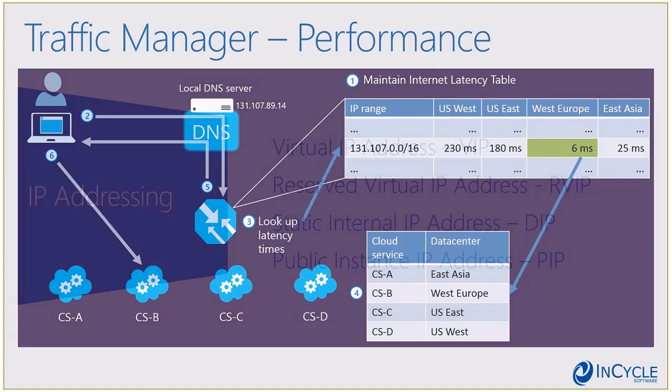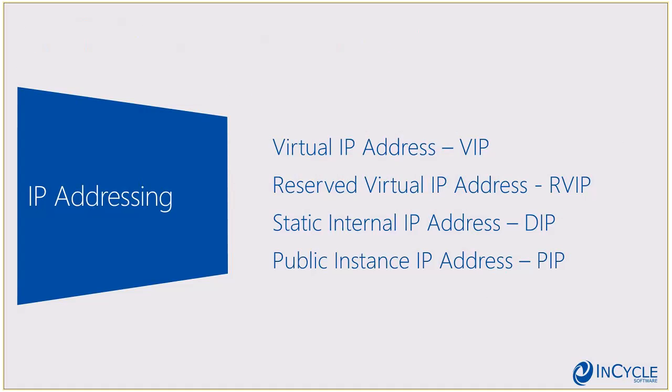So now let's move on to IP addressing and see how that works in Azure. We're going to talk about virtual IP addresses or VIPs, reserved virtual IP address or RVIP, static internal IP addressing or DIP, and public instance IP address or PIP.